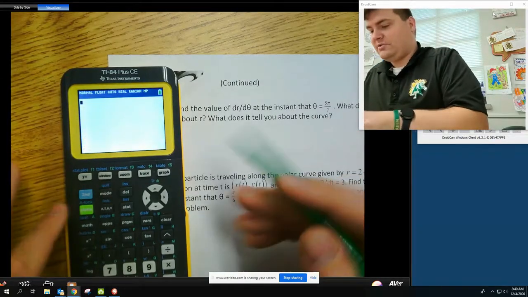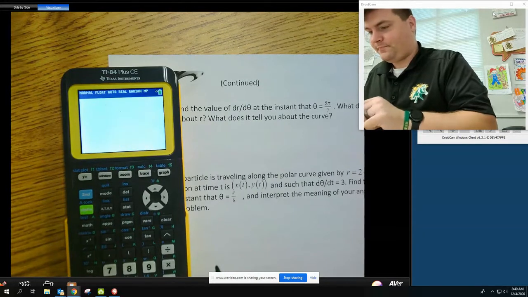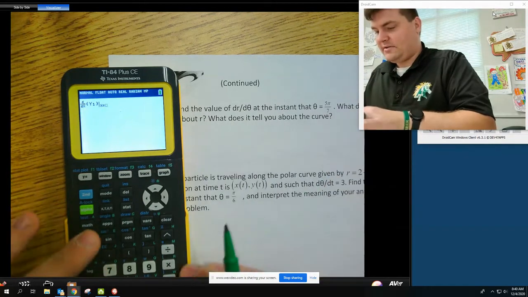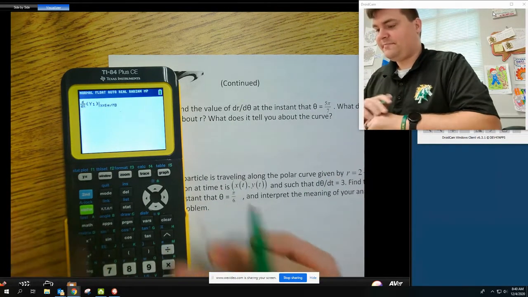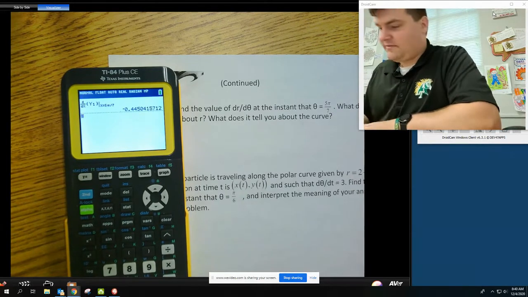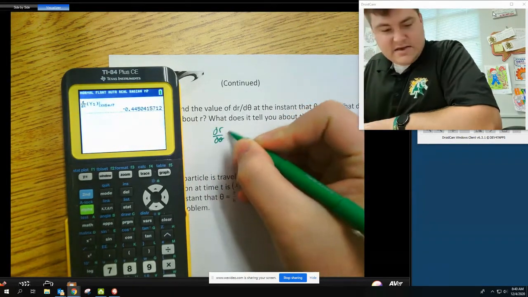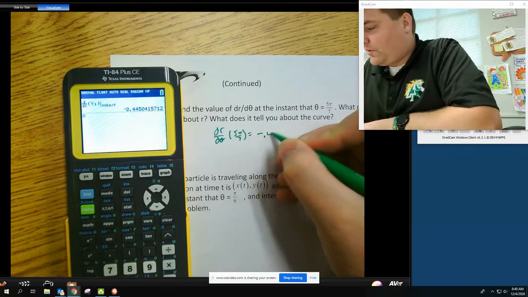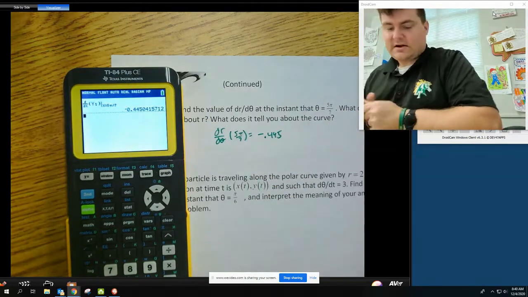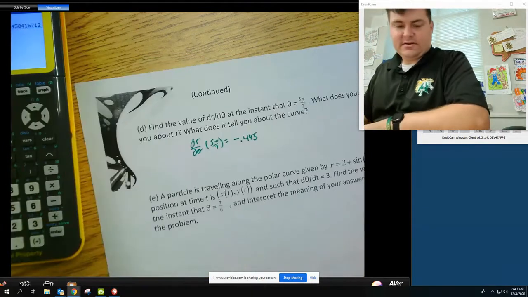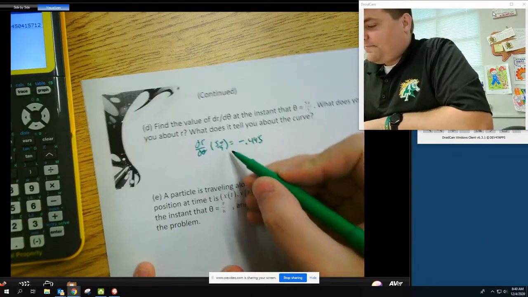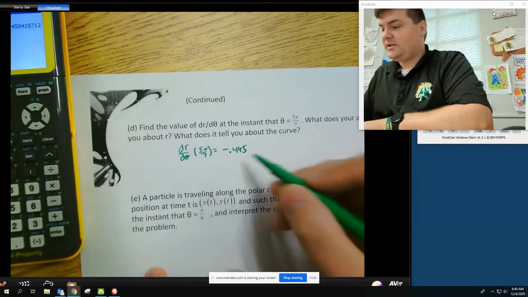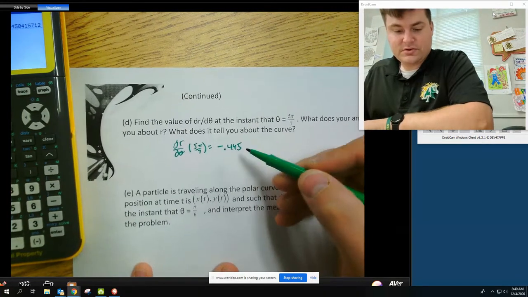And now I'm going to go to the derivative of y1, because I just typed it in, at 5 pi over 7. And this is going to give me an answer of, so dr d theta at 5 pi over 7 is equal to -0.445. All right, so what does that tell us? Well, that at this value, 5 pi over 7, we're decreasing. So the radius is decreasing. The radius is getting closer and closer to the origin.